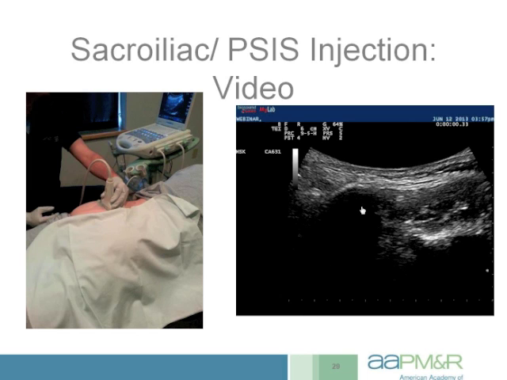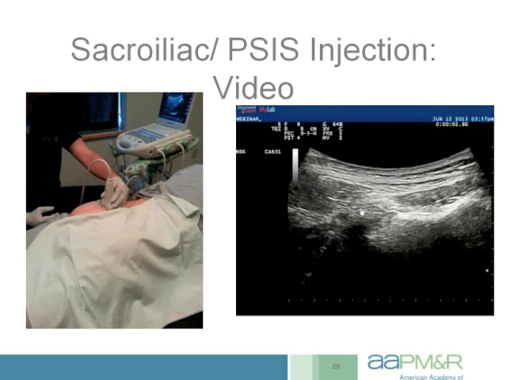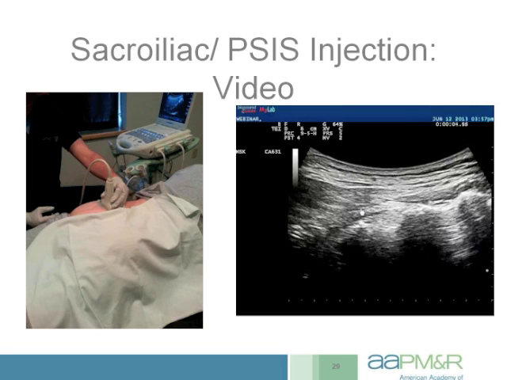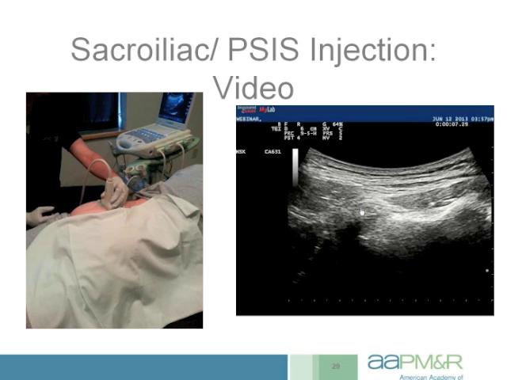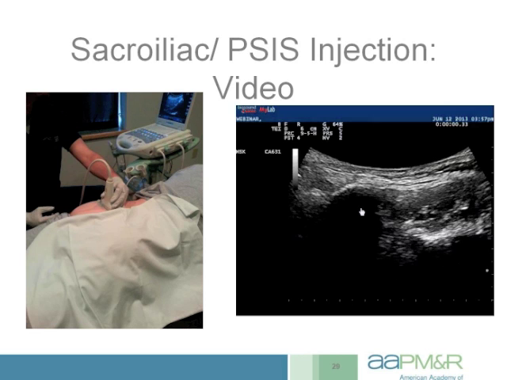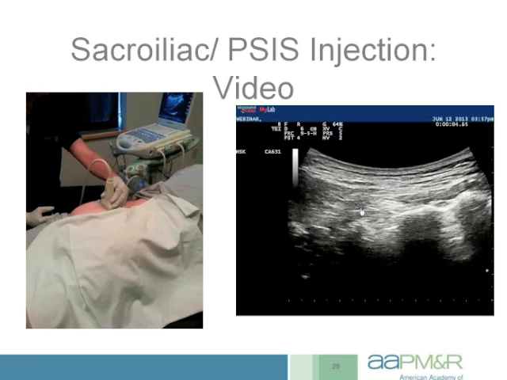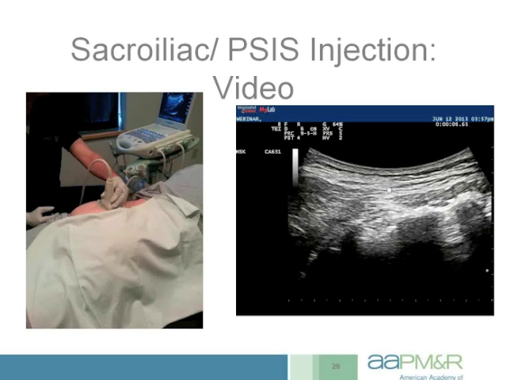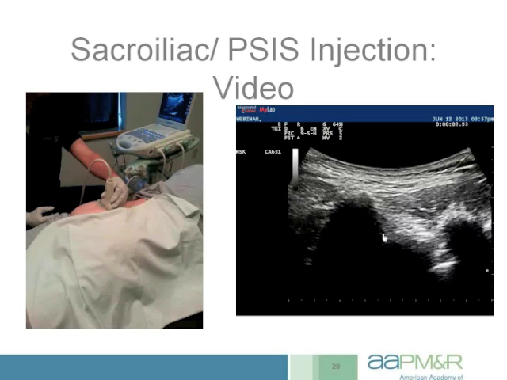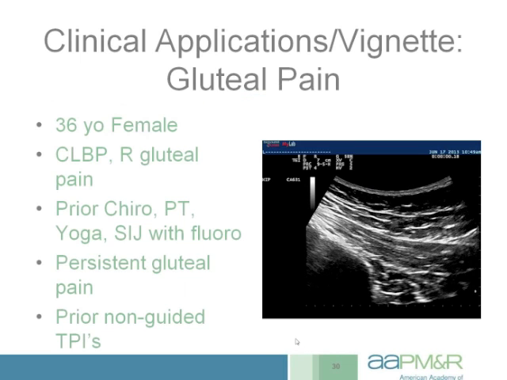Just to give you a little perspective on that, I'll show you a video of what that would look like, starting over the PSIS, then scrolling down inferiorly over the sacroiliac joint. Now this is showing rolling back up towards the PSIS, and I'll show that to you again. So again, PSIS fairly straightforward to find, both through palpation and with the ultrasound probe. Scrolling inferior to find the sacroiliac joint, and then just to give you some perspective, scrolling back up again.